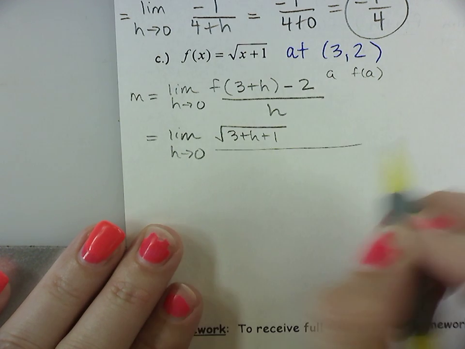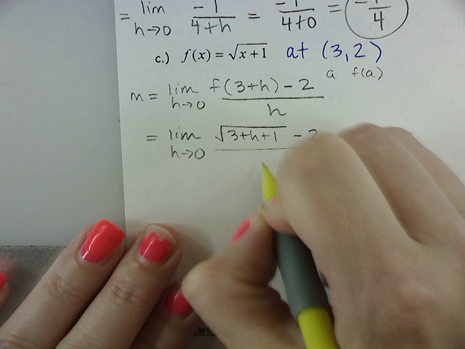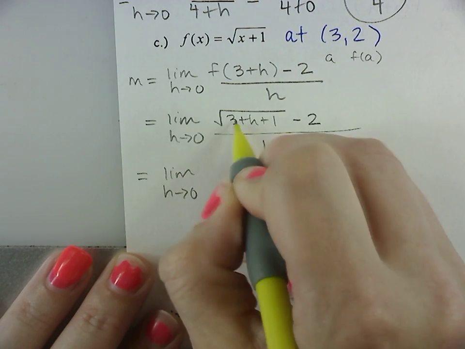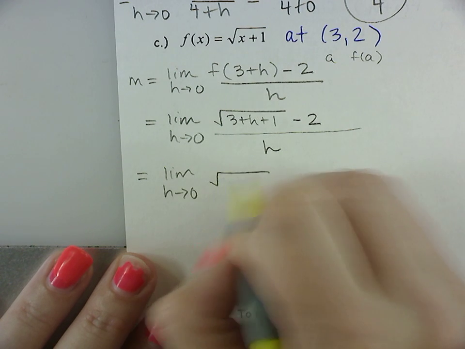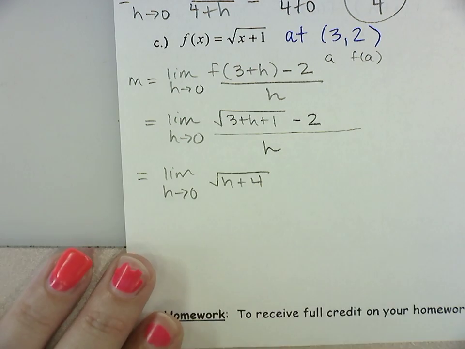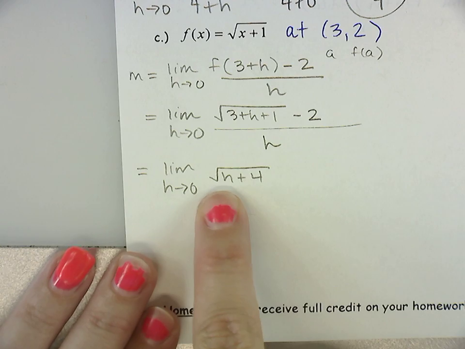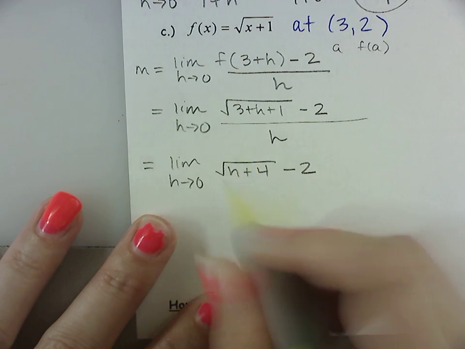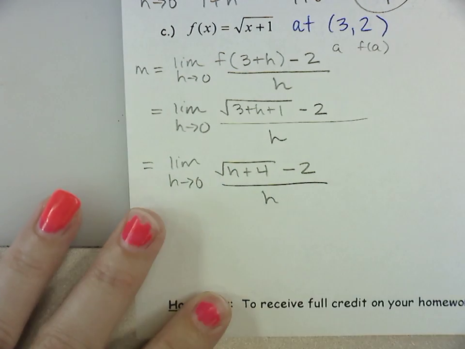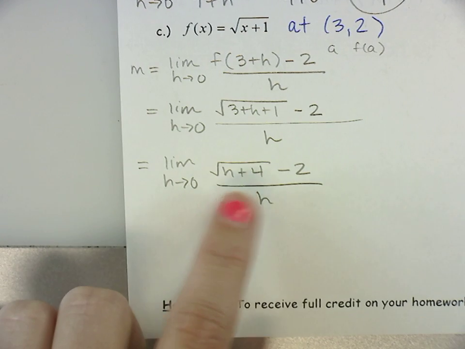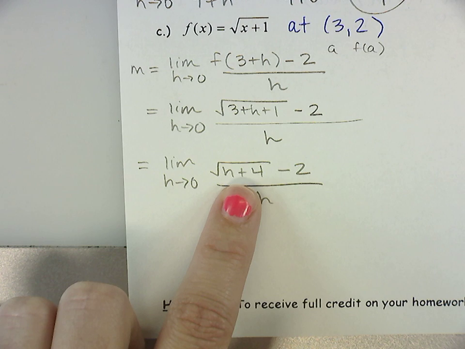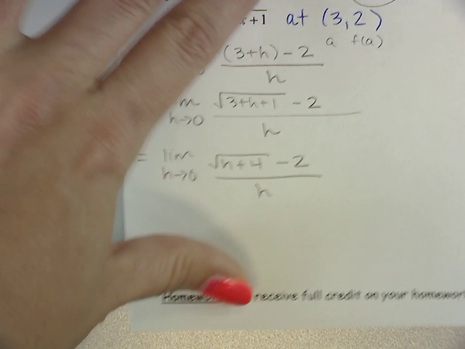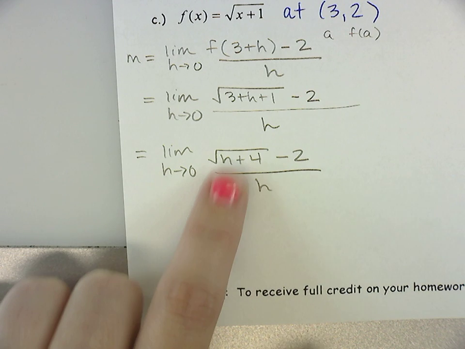In my original, I have the square root of x plus 1. So this is the square root of 3 plus h plus 1, and I am going to simplify that. By simplify, I mean I'm just going to add the 3 and the 1 together, and this is going to be the square root of h plus 4. Can you break that apart into the square root of h plus the square root of 4, which would be 2? No, that's an expression that's stuck together. You can only separate if you have multiplication. Okay?